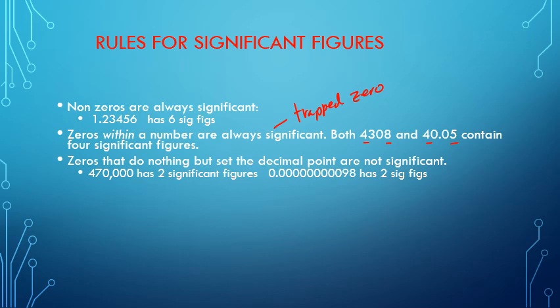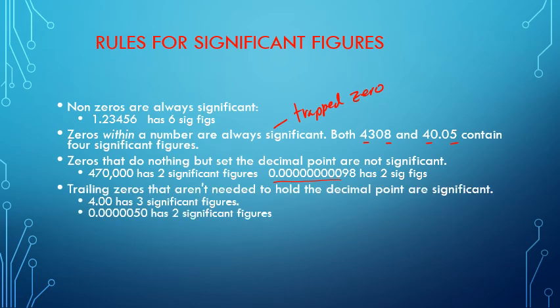The second example is that if zeros do nothing but set the decimal placement, they are not significant. So when I look at 470,000, that has 2 significant figures. 0.00000000098 also has only 2 significant digits. The first 9 zeros here only tell us where the decimal place is located.